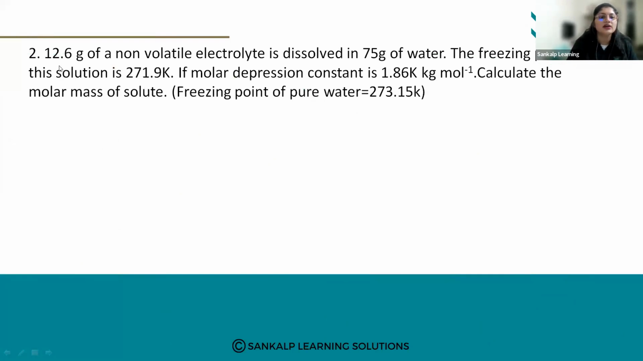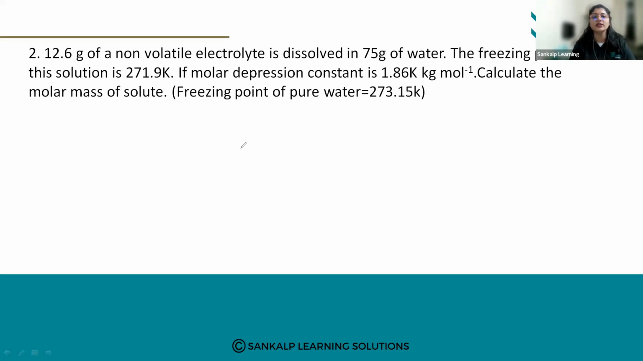Next question. 12.6 grams of a non-volatile electrolyte is dissolved in 75 grams of water. The freezing point of the solution is 271.9 Kelvin. If the molar depression constant is 1.86 Kelvin kg per mole, calculate the molar mass of solute. So the freezing point of pure water is 273.15 Kelvin. So this is based on the freezing point. Okay, depression in freezing point.